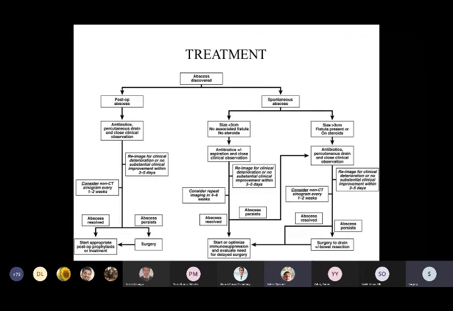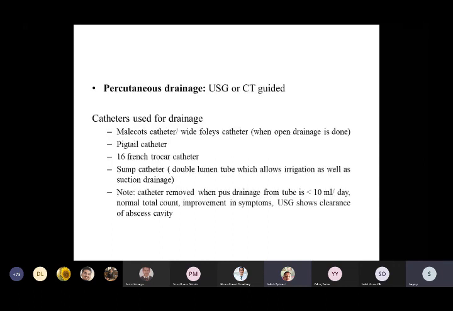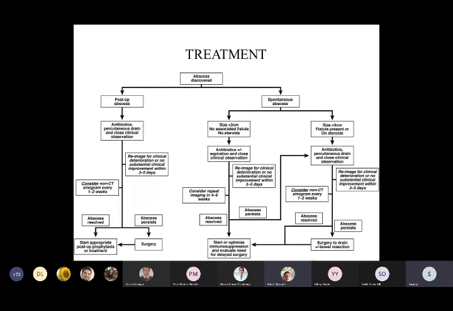This is the treatment algorithm, as we already talked about the treatment: antibiotics, percutaneous drainage, or open drainage. If an abscess is discovered, whether it is a postoperative abscess or a spontaneous abscess, in case of postoperative abscess, we give antibiotics, percutaneous drainage, and close clinical observation. Reimage for clinical deterioration or lack of substantial clinical improvement within 3 to 5 days. If the abscess resolved, then start post-op prophylaxis or the treatment. If the abscess persists, we go for surgery, and after that, again, we start the appropriate postoperative prophylaxis.